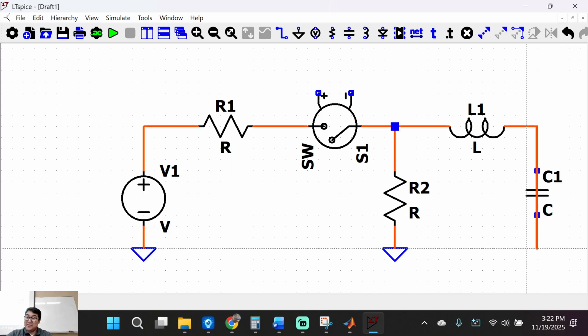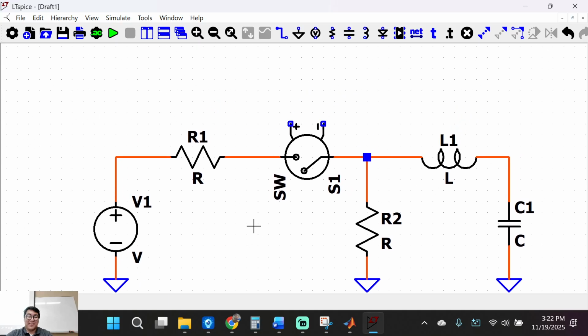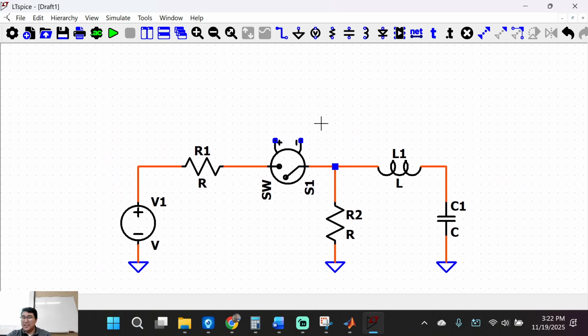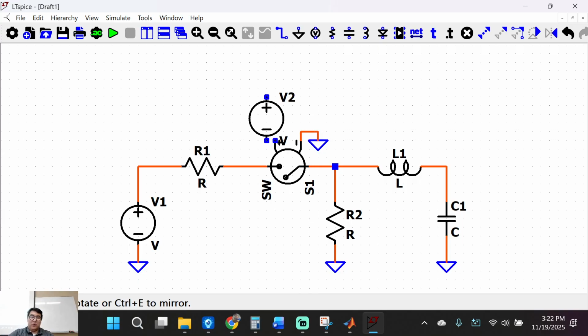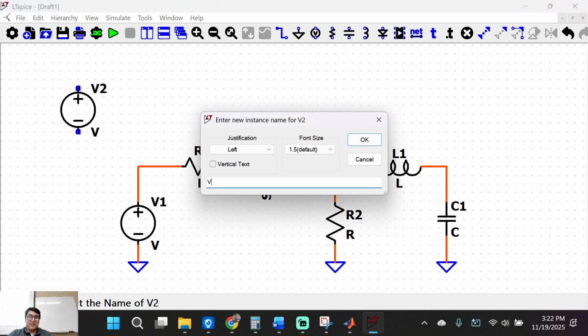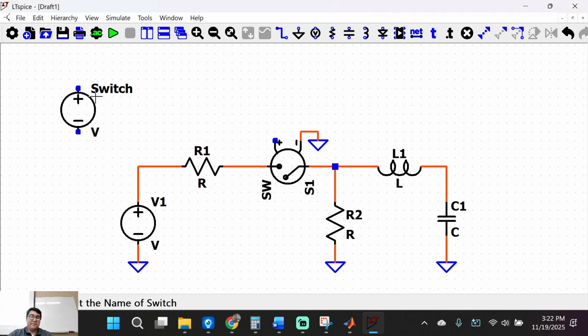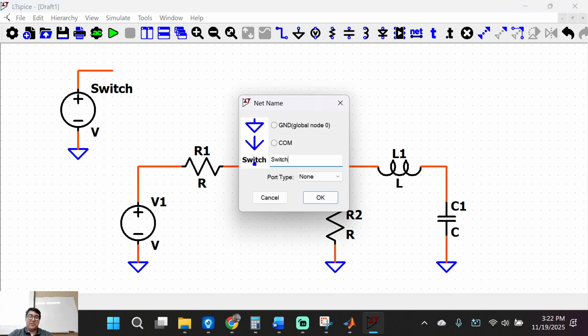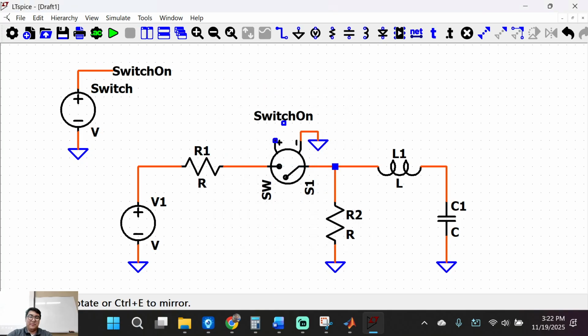Let's see. I would have done this a lot differently, because I don't want to use these equations. I'd rather just plug and chug. Is anyone bothered if I do the following? Boom, boom. The voltage source, I'm going to call this my switch. V switch. Switch on. Okay, there we go.